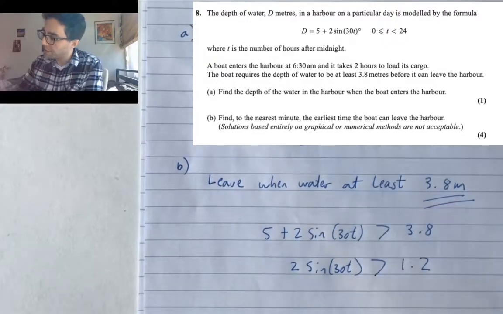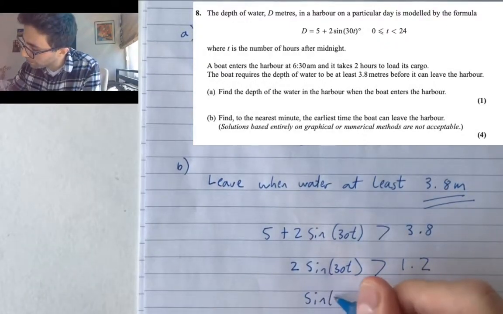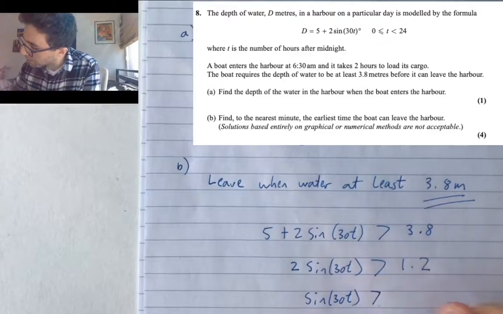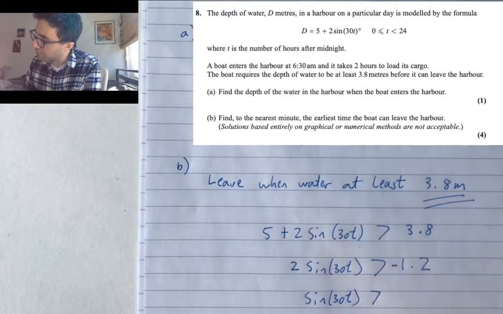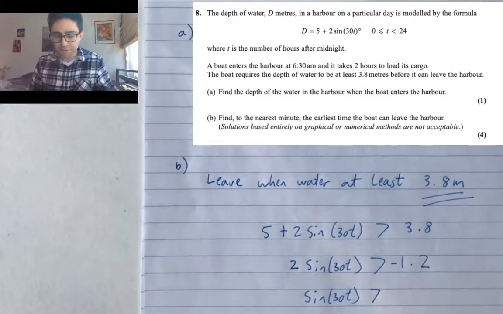Take away 5 from each side. Minus 1.2. Divide both sides by 2. Minus 0.6.